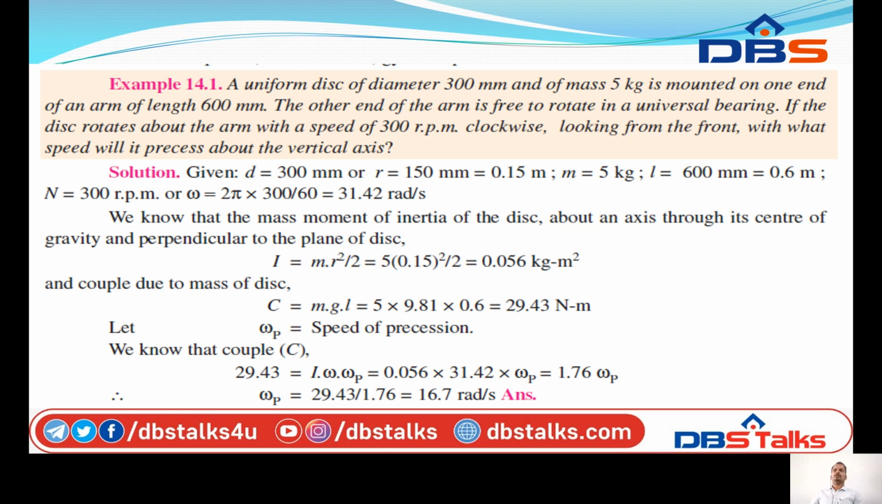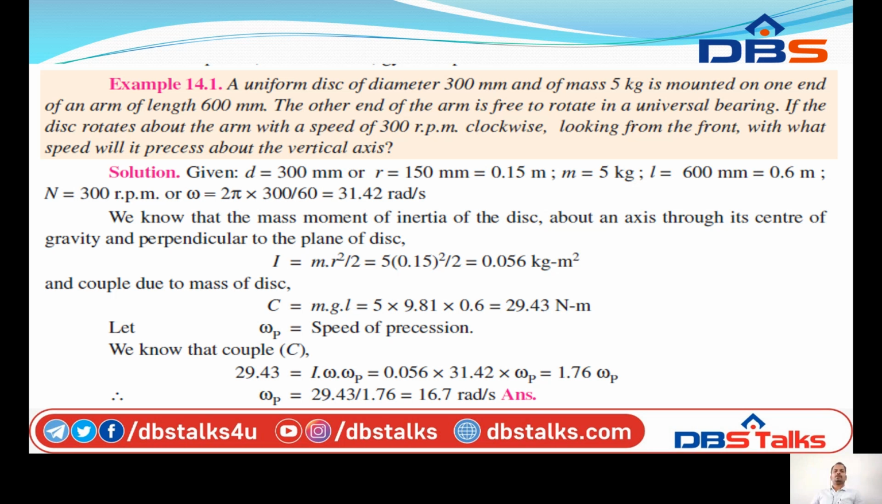N is nothing but the speed, which is rotating at 300. So with that we are getting all the values by converting mm to meters, so that is for SI units also. We know that the mass moment of inertia of a disk, about an axis through the center of gravity and perpendicular to the plane of the disk, that is I, is equal to mr square by 2. So we know m and r, the radius, and square by 2. So with that we get 0.056 kg meter square.